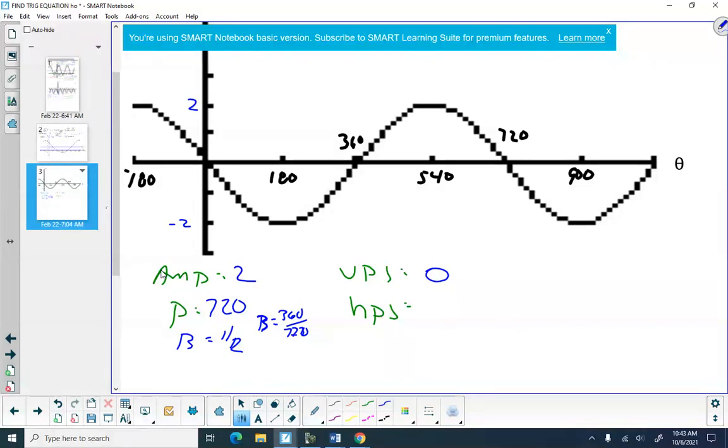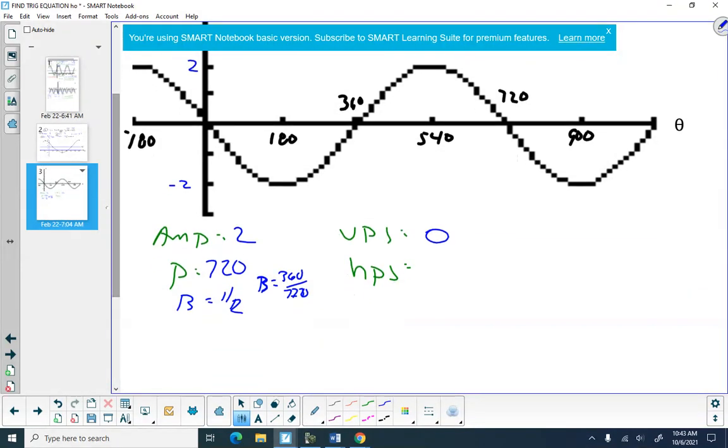Now the horizontal phase shift. If you go to 540, that's fine, or negative 180, that is fine. That takes us to 2 peaks, and that's okay. So we have y is equal to, we have no vertical phase shift, so we don't have to throw the 0 in there. 0 plus the amplitude 2, cosine 1/2 theta plus 180, or theta minus 540.